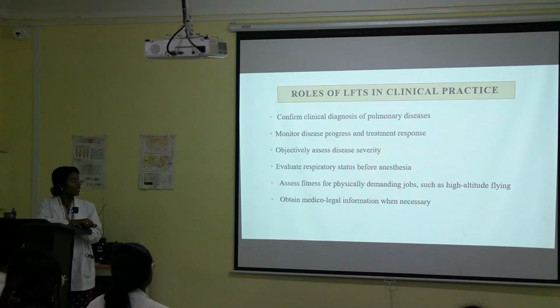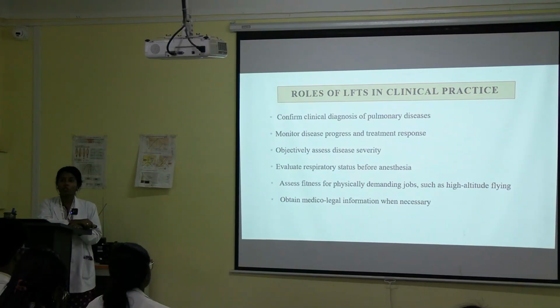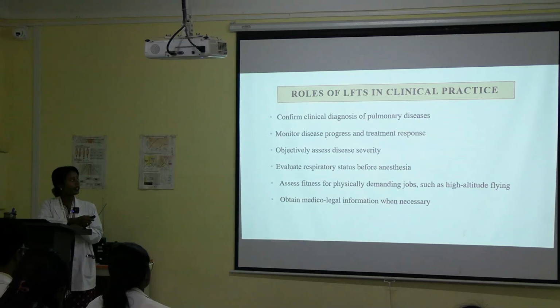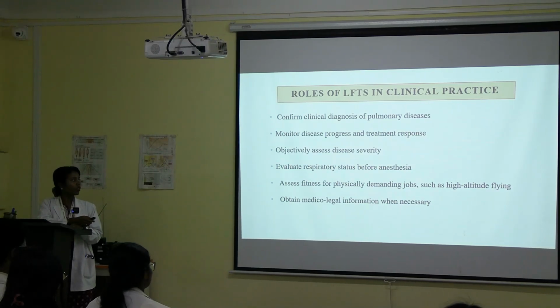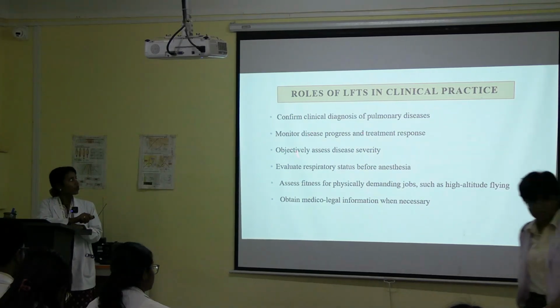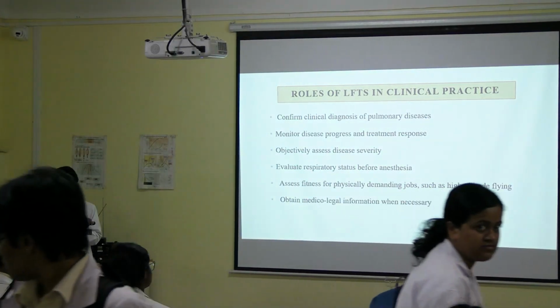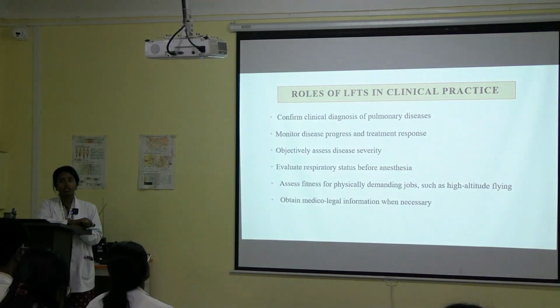Then assess the fitness. If you are going for any job, or military persons, to check their fitness also we will be doing the pulmonary function test. Then also for medico-legal information. So these are the various roles in clinical practice of your lung function test or pulmonary function test.